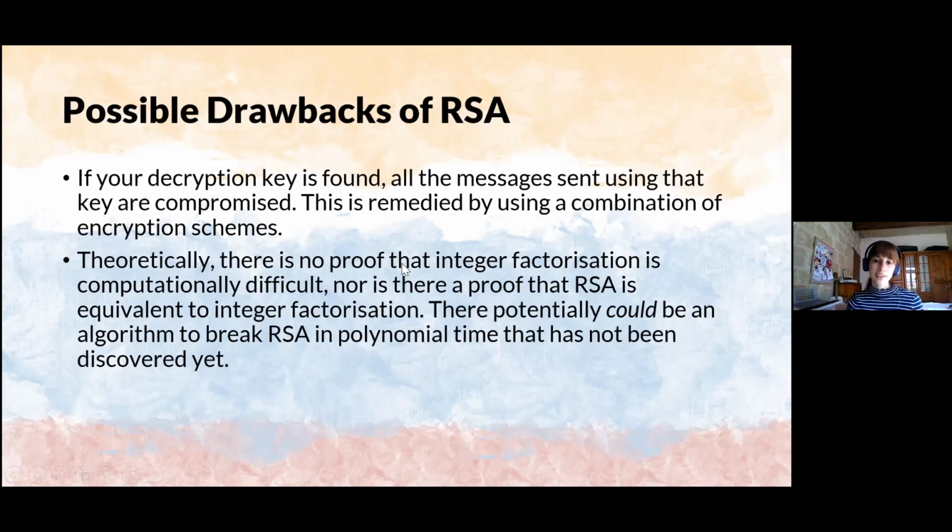Also, theoretically, there is no proof that integer factorization is computationally difficult, right? So we don't know that for sure. There could be some genius out there that comes up with a method that does it all really quickly and we're all screwed. And there isn't a proof either that RSA is the same. So all we know is RSA is at least as hard as integer factorization, and through experience, no one's found it yet.